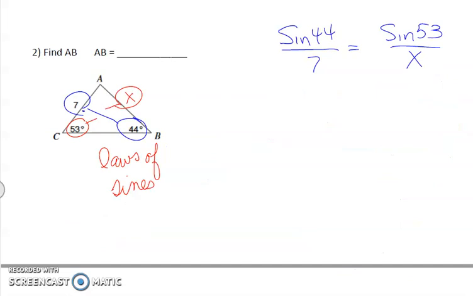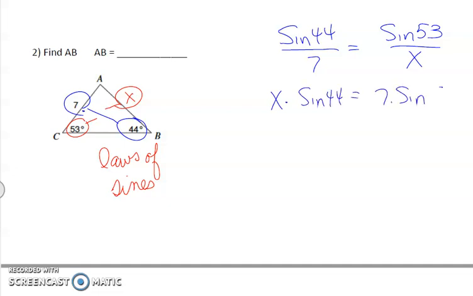So in problem 2, if you match up the angle with its opposite side, this time we do have a complete pair. The 44-degree angle goes to the 7. So that makes this problem a law of sines. So it's the sine of 44 degrees over its opposite side, 7, is equal to the sine of 53 degrees over its opposite side, which is, I'm using x for AB. To solve a proportion, we always cross multiply.